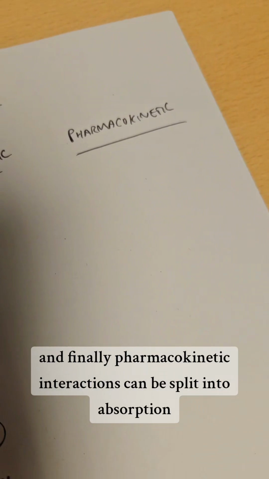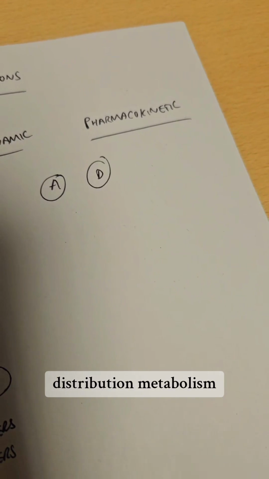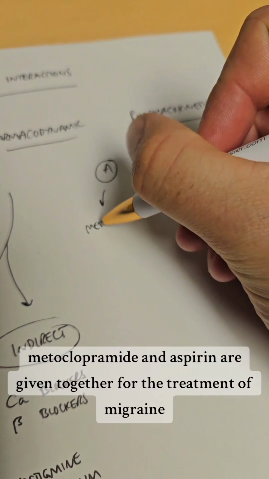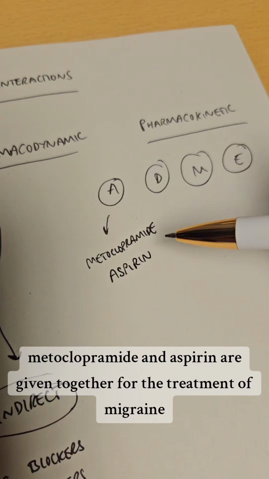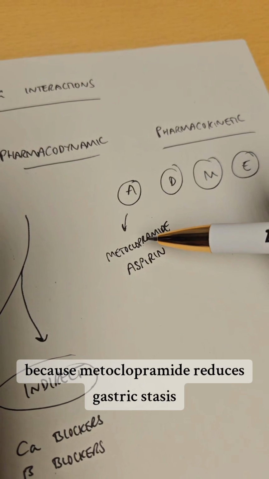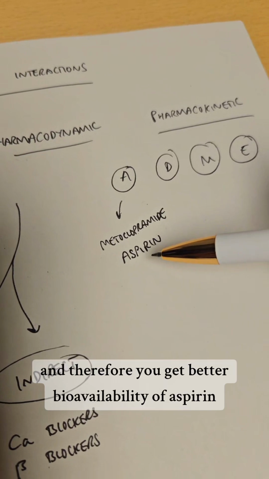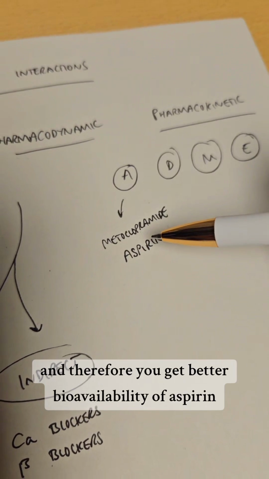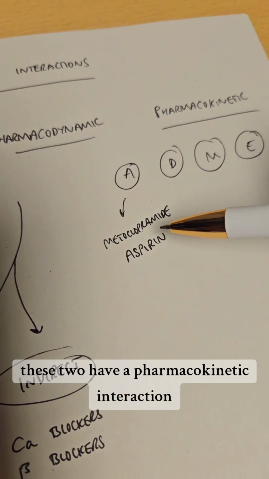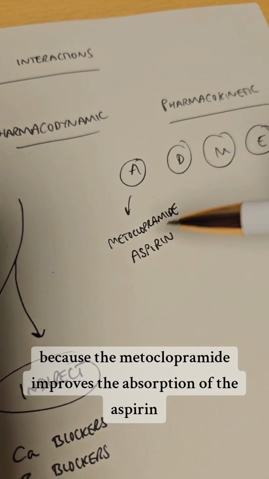And finally, pharmacokinetic interactions can be split into absorption, distribution, metabolism, and excretion. For example, metoclopramide and aspirin are given together for the treatment of migraine because metoclopramide reduces gastric stasis and improves the absorption of aspirin, and therefore you get better bioavailability of aspirin, and so it works better for the migraine. These two have a pharmacokinetic interaction because the metoclopramide improves the absorption of the aspirin.